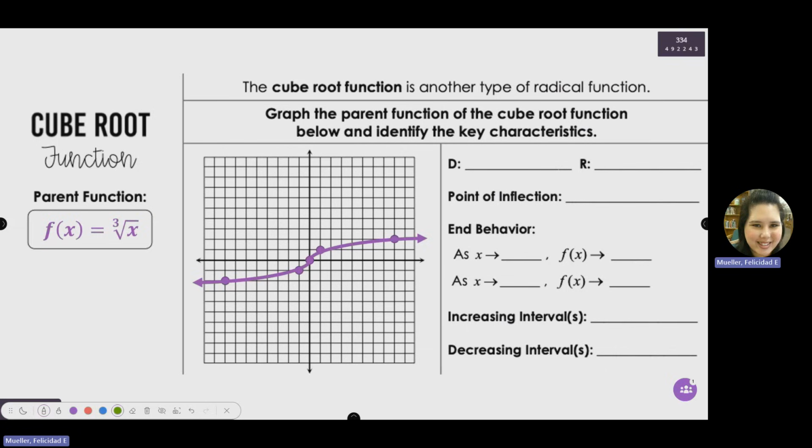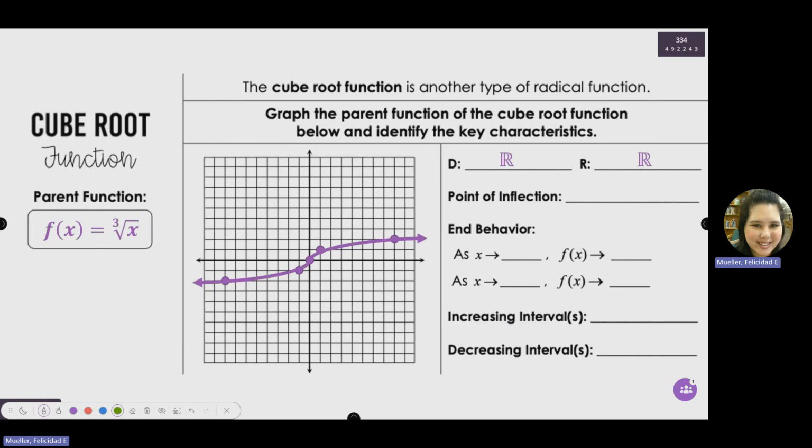It makes more of a sideways S or a very stretched out S. Because I have arrows going left and right forever, my domain is all real numbers. I have one pointing up, one pointing down, so my range is all real numbers. It's going to be very similar to a cubic graph, just turned sideways or reflected over the y equals x line.